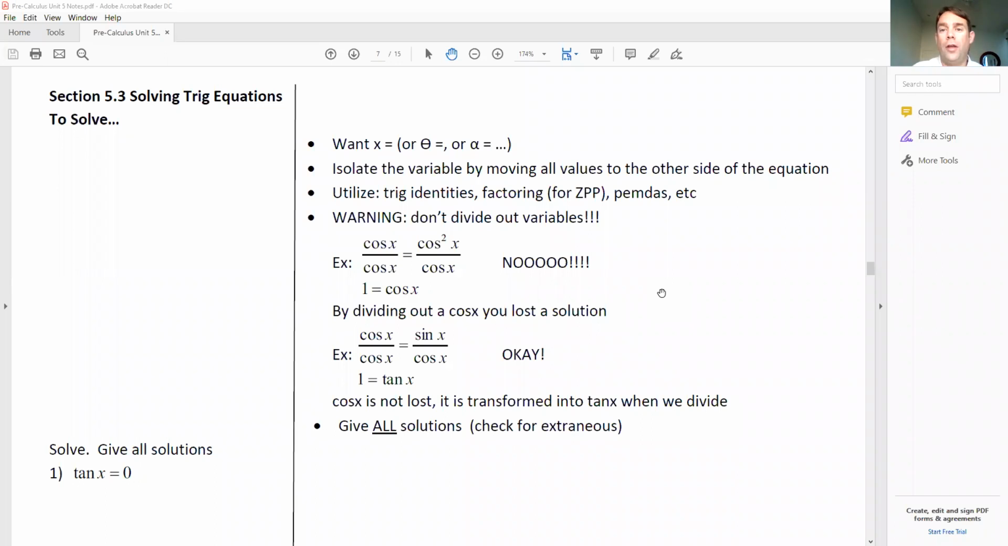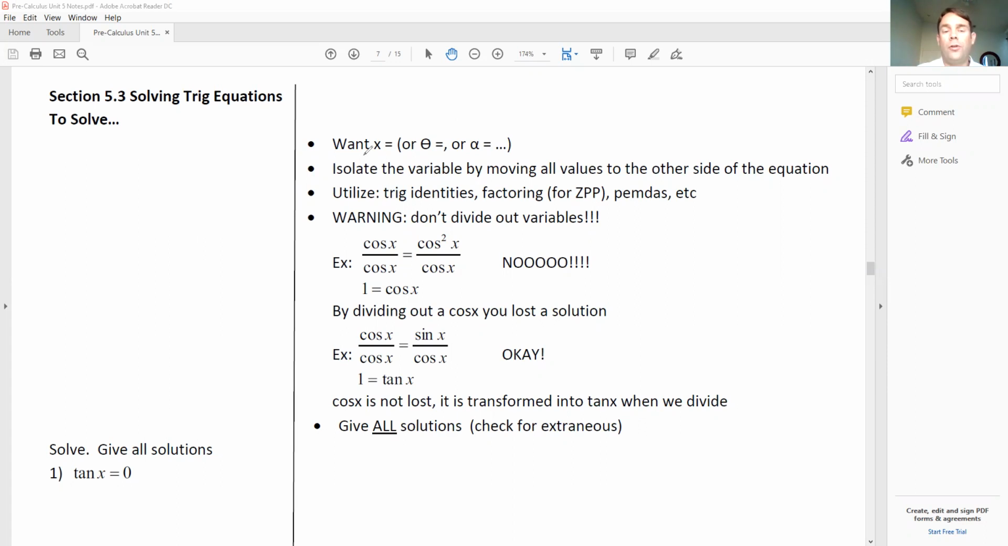Alrighty, folks. So we're going to keep working our way through our analytical trig, and we're going to look at now how to solve trig equations. So we're still going to use our algebra. We're still going to use our trig identities like we did before, but we're going to actually use the trig and combine it with the unit circle to actually figure out actual equations.